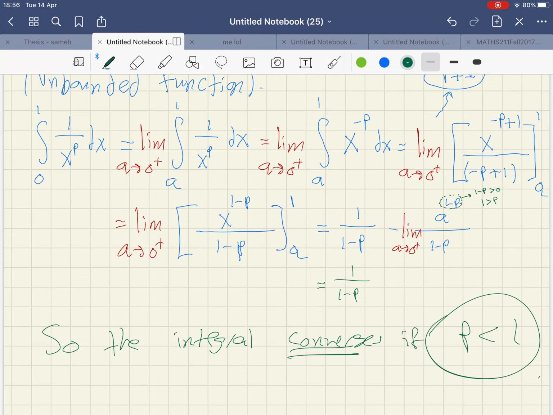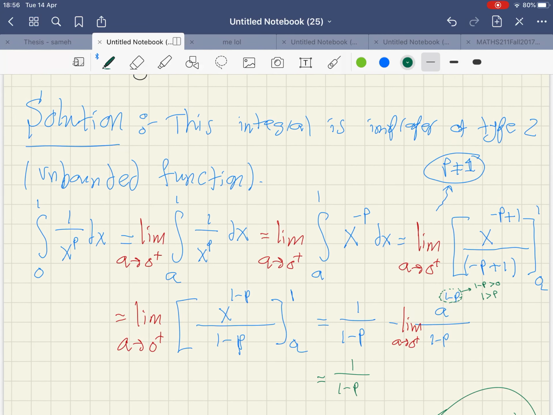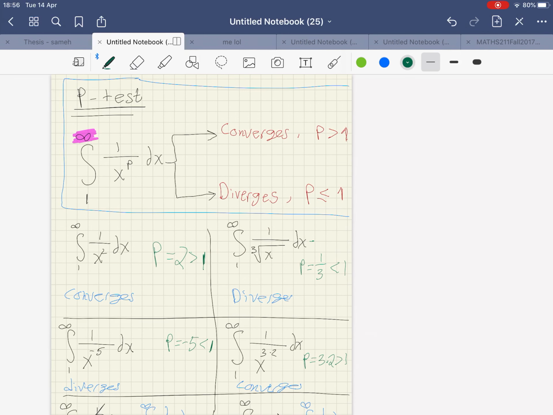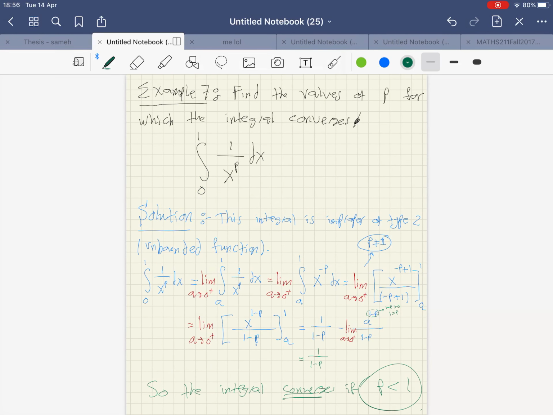Okay. By the same method that I used here, you can prove the p-test that we talked about last time, which is this one. So this is just a side example for your information. Thank you very much.